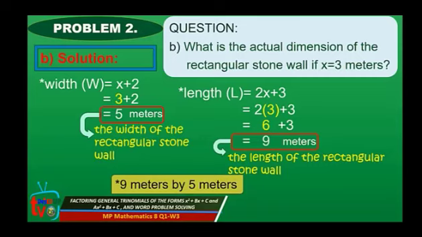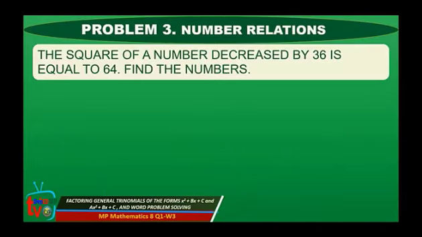The concept learned in this video can also be used to solve problems related to number relations. Take a look at problem number 3. It says here, the square of a number decreased by 36 is equal to 64. Our task is to find the numbers.